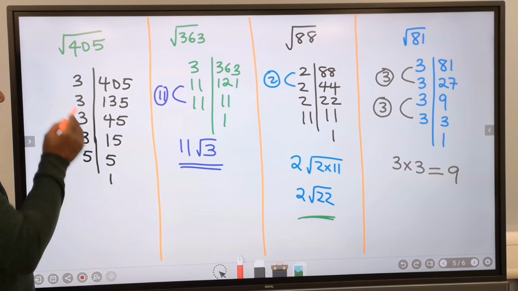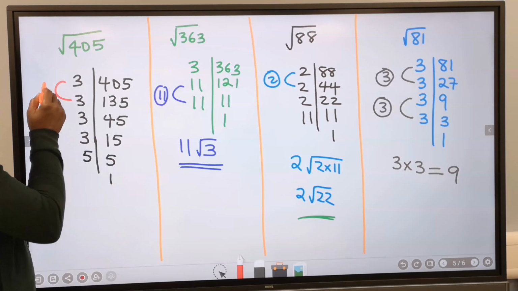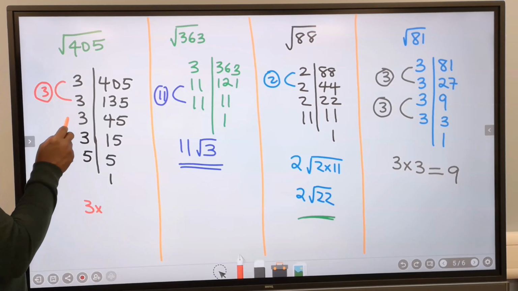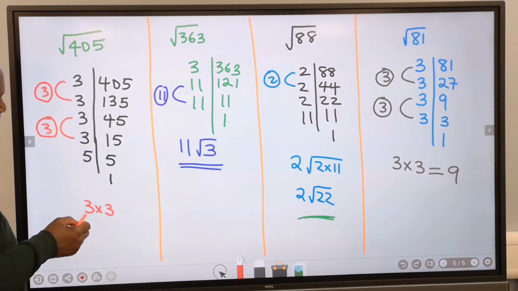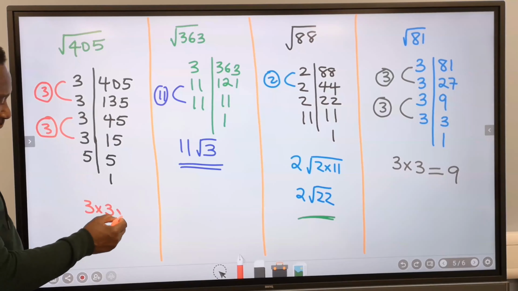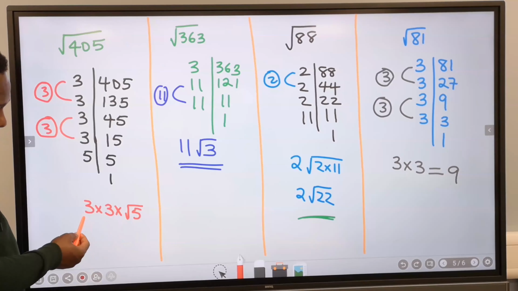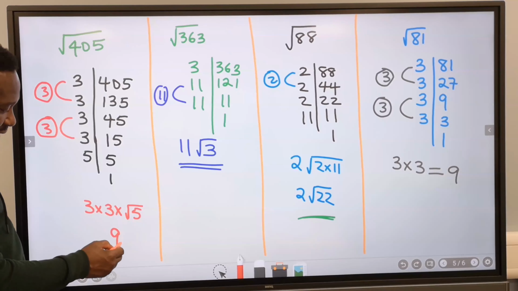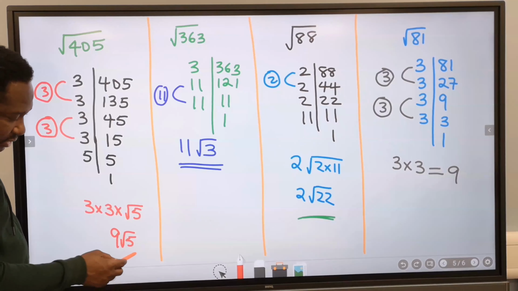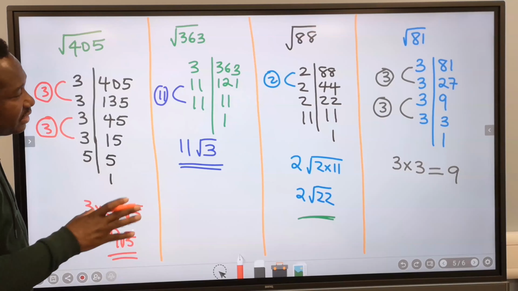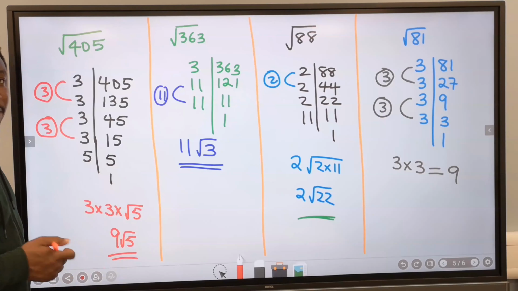Next, we pair. This got a pair, it is free. Next, this also got a pair. This is free. 5 got no pair. We put it in the root. 3 multiplied by 3 is 9, and our answer is this, which is 9 root 5. This is an easy way of simplifying surds.